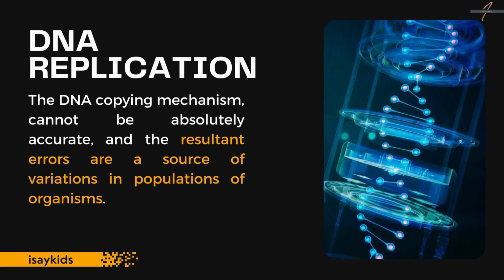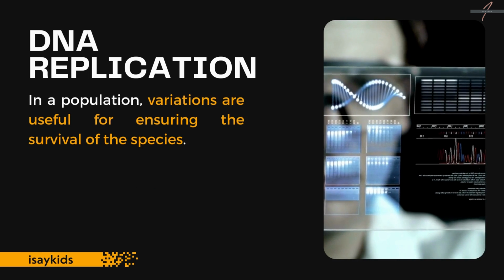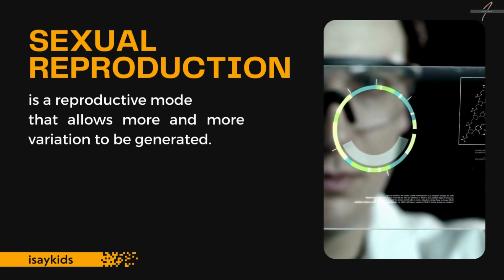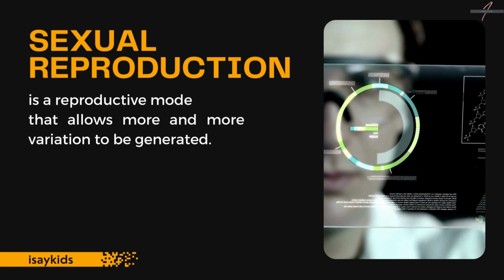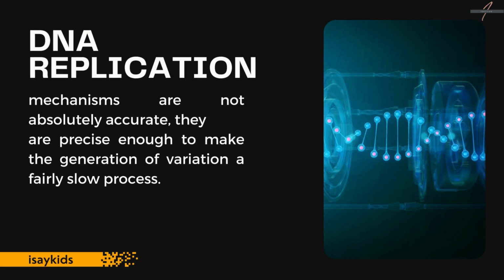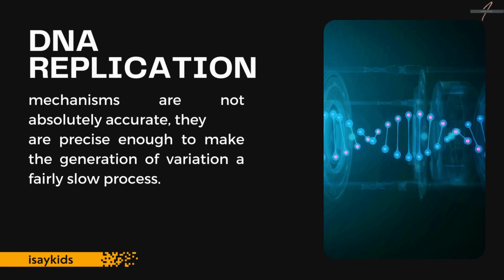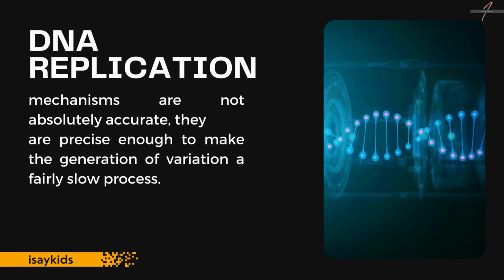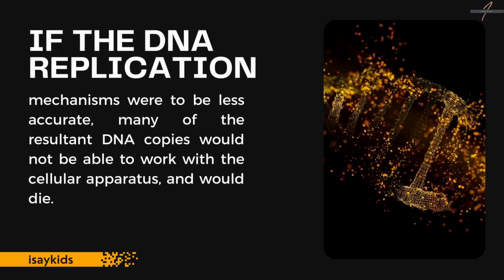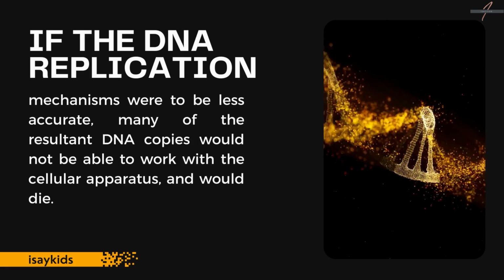Every individual organism cannot be protected by variations, but in a population, variations are useful for ensuring the survival of the species. It would therefore make sense if organisms came up with reproductive modes that allowed more and more variations to be generated. While DNA copying mechanisms are not absolutely accurate, they are precise enough to make generation of variation a fairly slow process. If the DNA copying mechanisms were to be less accurate, many of the resultant DNA copies would not be able to work with the cellular apparatus and would die.